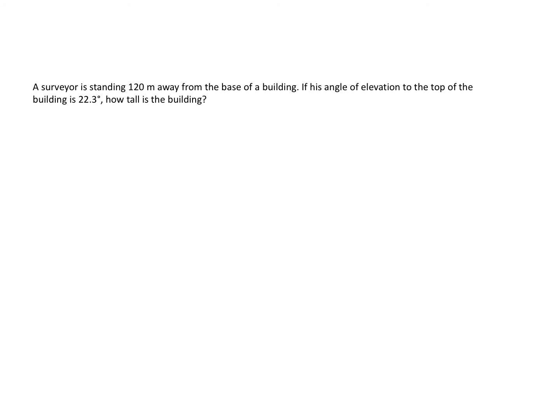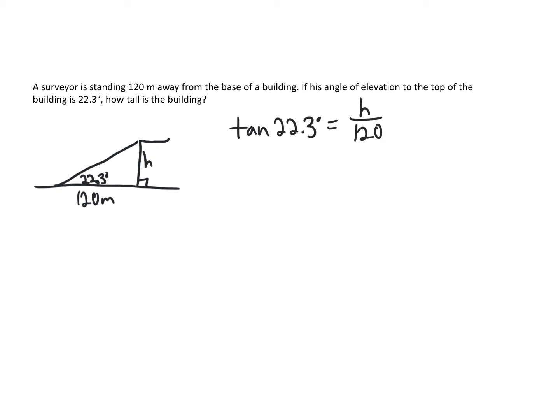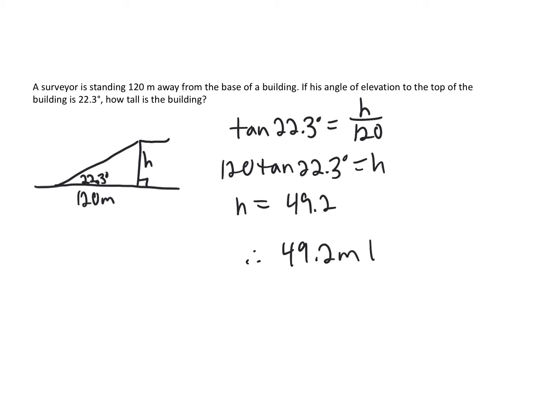Now let's do a couple of word problems. With word problems, it's usually best to draw out what is happening. In this case, we have a surveyor standing 120 meters away from the base of a building. Assume a right angle. We know that the angle of elevation is 22.3 degrees, and we're looking for the height. We can use tan. Tan 22.3 degrees is equal to opposite over adjacent. Rearrange. Solve for h. So therefore, the building is 49.2 meters tall.